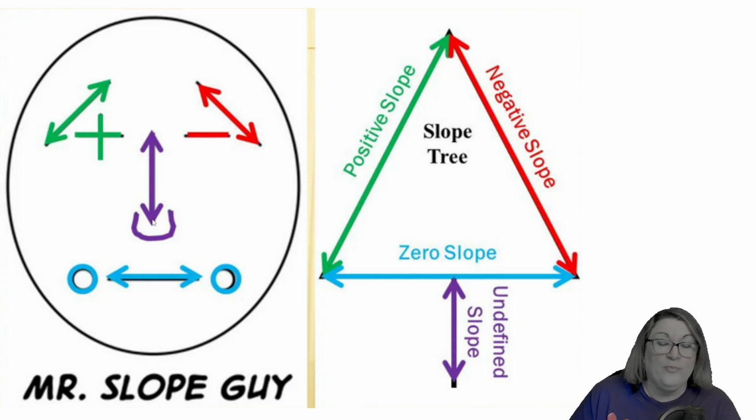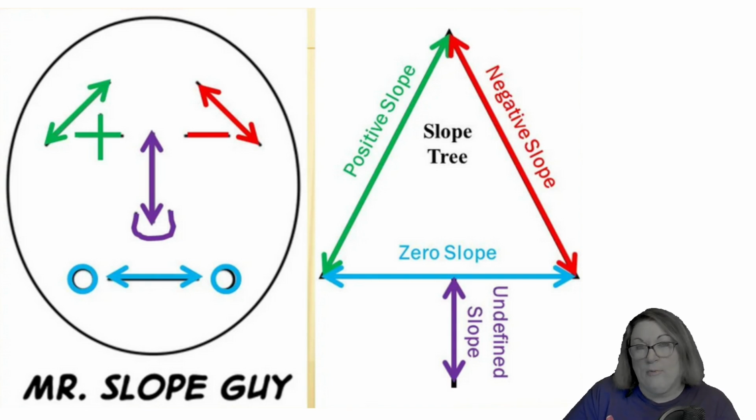And then the vertical line, this purple one in the middle, makes his nose, right? And under his nose is a U, which stands for undefined. And then his horizontal line, mouth here, has zeros next to it. And those remind you that a horizontal line has a 0 slope. So the slope man, the slope guy, he's a very popular figure that students like to draw on their paper really quick, just to remind them of the different slope types.